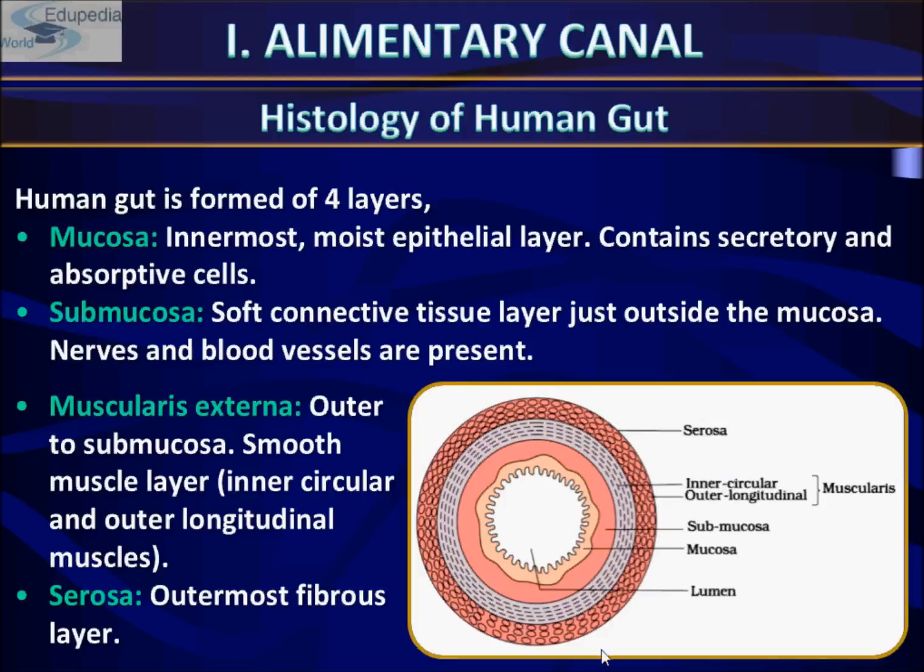So this is the histology illustration. This is the serosa, which is the outermost fibrous layer, and this is the outer longitudinal muscle, or you can say the muscularis externa, and this pink part is the submucosa, which is made up of a soft connective tissue layer just outside the mucosa, and inside the submucosa there is the mucosa. Mucosa is the innermost moist epithelial layer which contains secretory and absorptive cells, okay, and this is the lumen from where the bolus goes down the way, okay.